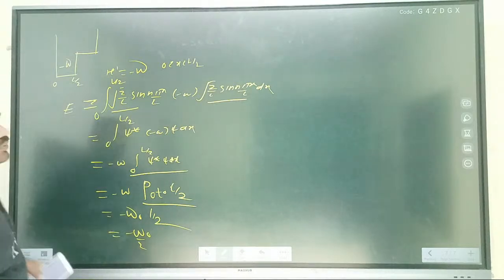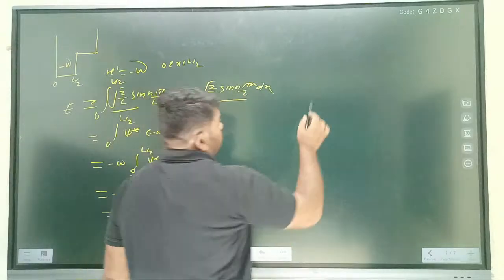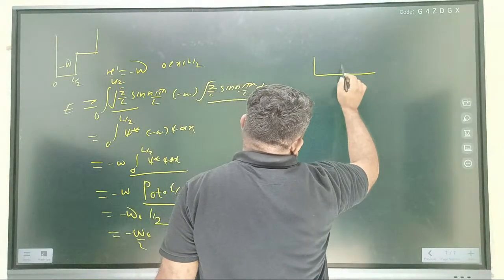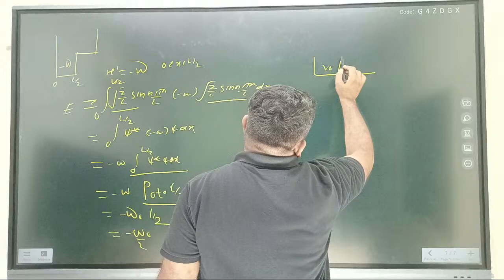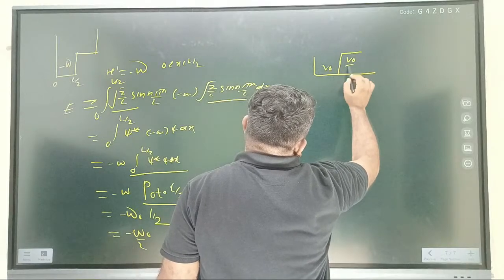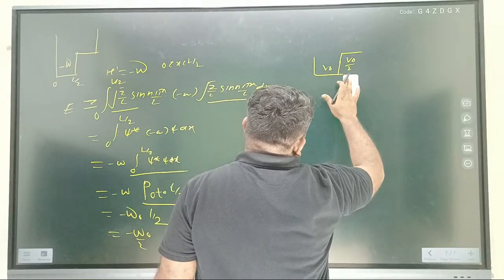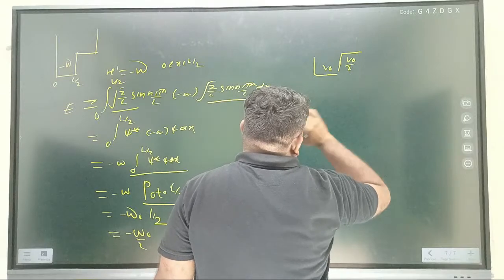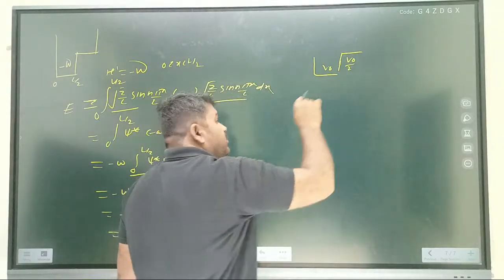Okay, I think one time they asked this question. So I think the system they have given is like that. Here the potential is V naught, and here the potential is V naught by 2. Okay, the system is like that.